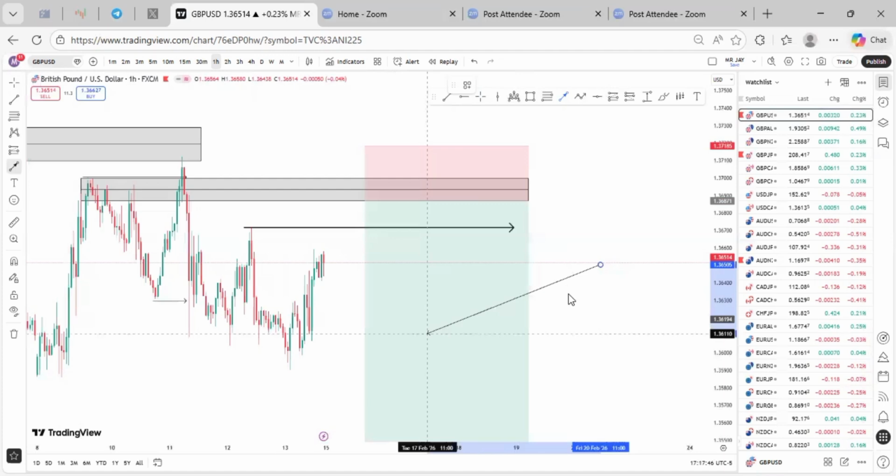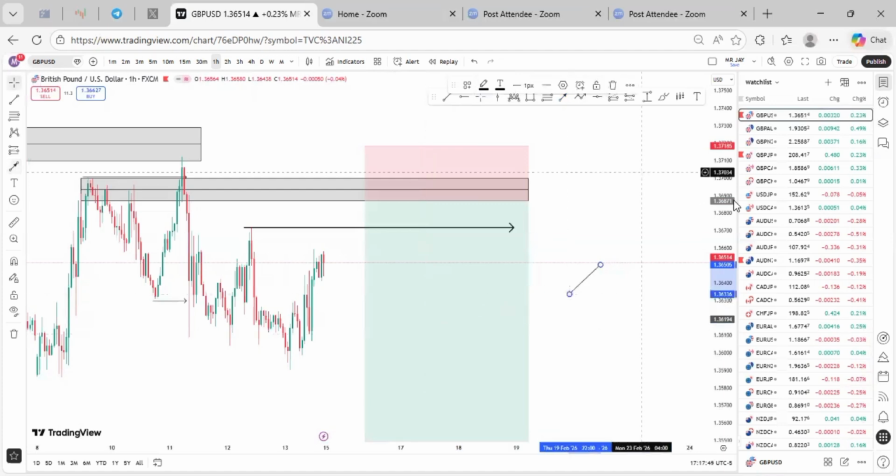So I really hope this video helps you to understand some smart money concepts better. I'll be posting another video on liquidity, probably next week.